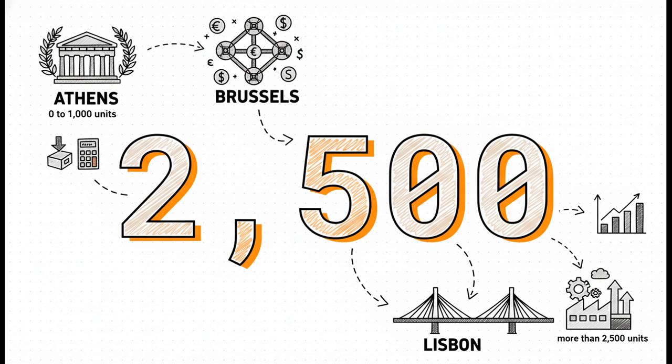From 0 up to 1,000 units, you pick Athens. Between 1,000 and 2,500 units, Brussels is your best bet. And if you're a high-volume producer making more than 2,500 units, Lisbon's low variable costs make it the undisputed champion.